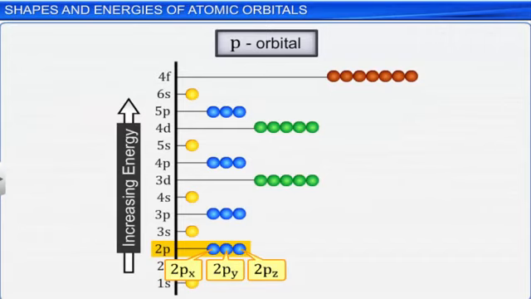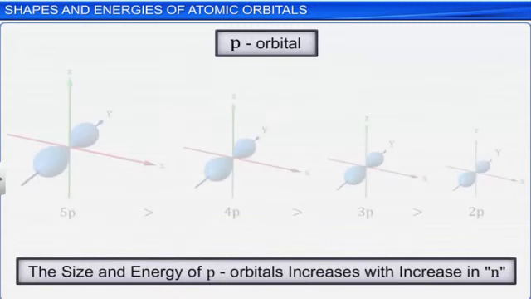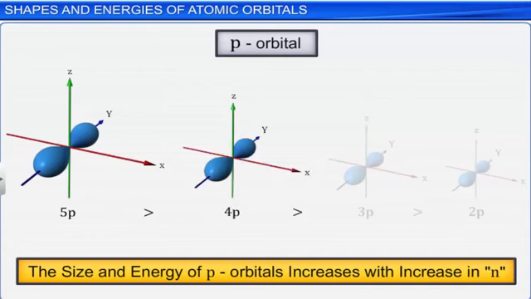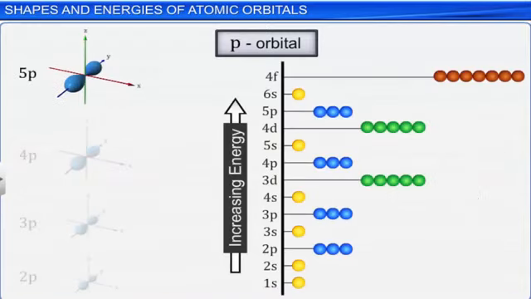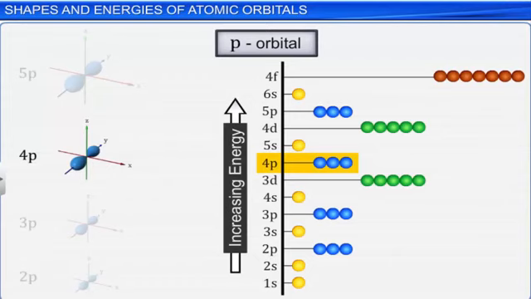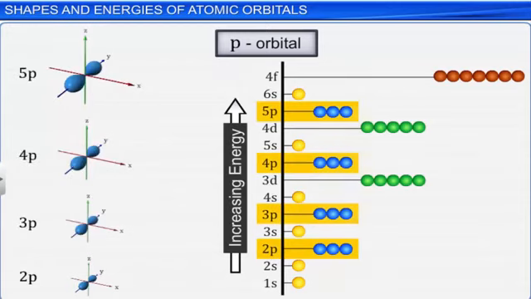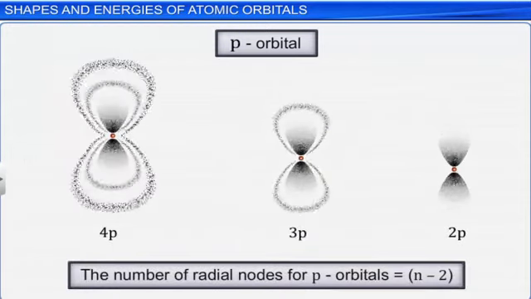However, like s orbitals, the size and energy of p orbitals increases with increase in the principal quantum number. For example, the size and energy of 5p is greater than 4p, which in turn is greater than 3p, followed by 2p, as shown. The number of radial nodes for p orbitals is given by the expression n-2. Therefore, the number of radial nodes is 0 for 2p orbital, 1 for 3p orbital, 2 for 4p orbital, and so on.